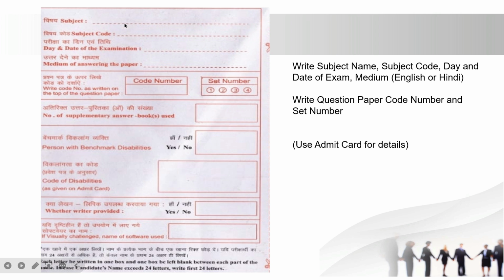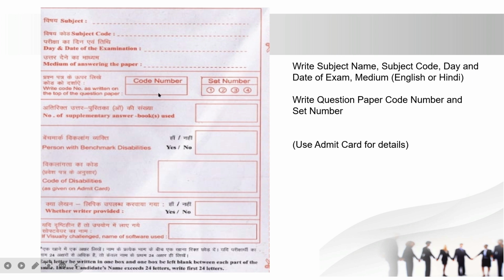Write the subject name here and then the subject code here, and then you need to write on which day and which date the examination is happening. Here you need to write the medium of answering paper. Which means if you are writing that exam in Hindi, you need to write Hindi medium. If you are writing in English, you need to write English medium. So they will be segregating your papers according to which medium you are writing. So write all these details properly.